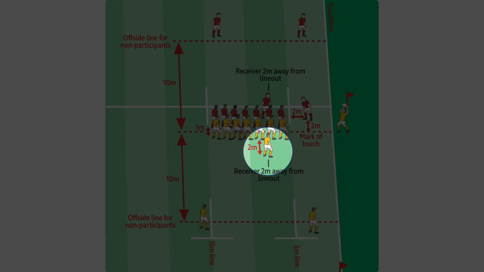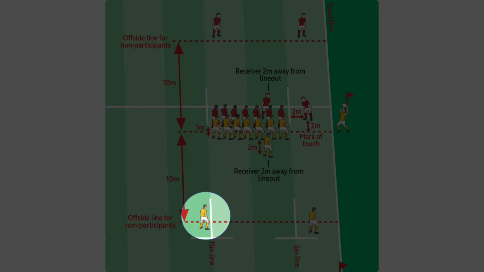A team may elect to have a receiver. The receiver must stand 2 meters from their line of players in the lineout between the 5 and 15-meter lines. Please redirect receivers into the correct position, because being less than 2 meters away or more than 2 meters away from the lineout can be used to gain an unfair advantage on both offense and defense.